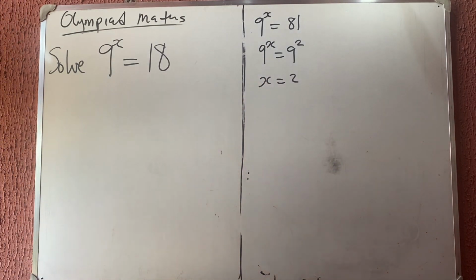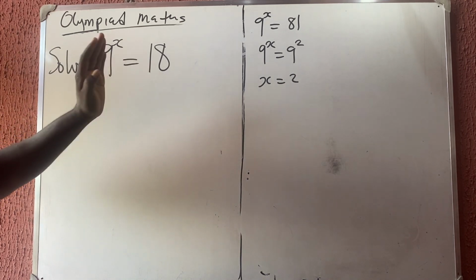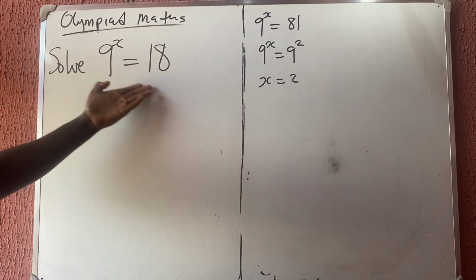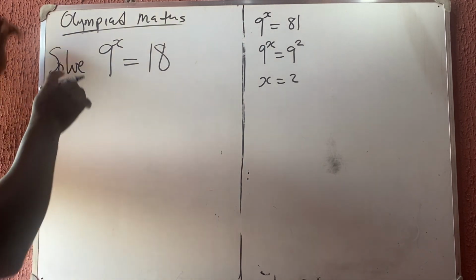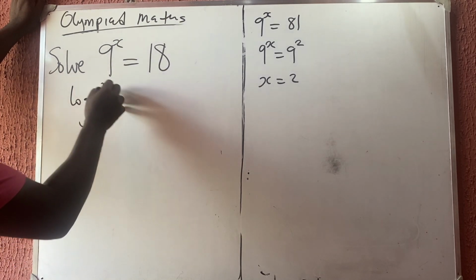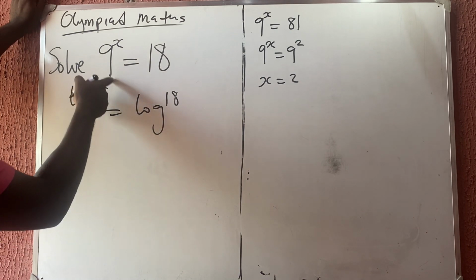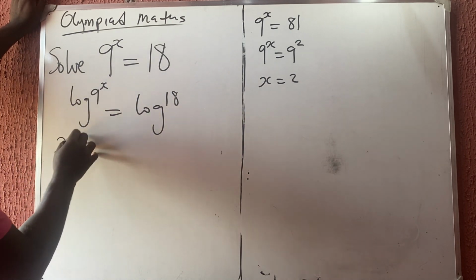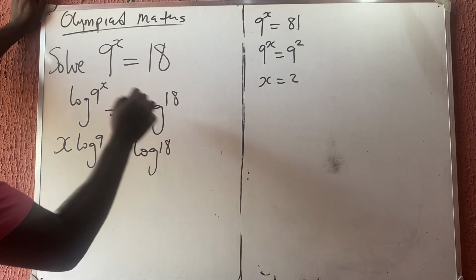All right, now anytime you have an indices problem whereby the right hand side cannot be broken down in this form so that they will have the same base, what to do is to take the log of both sides. We now introduce logarithm to solve that. So introducing logarithm, I'm going to have log 9 raised power x is equal to what? Log 18. All right, now if this x goes to the back, I'm going to have that x log 9 is equal to what? Log 18.